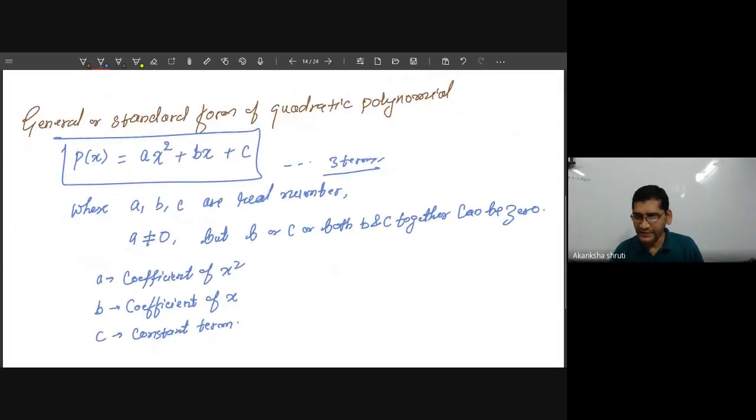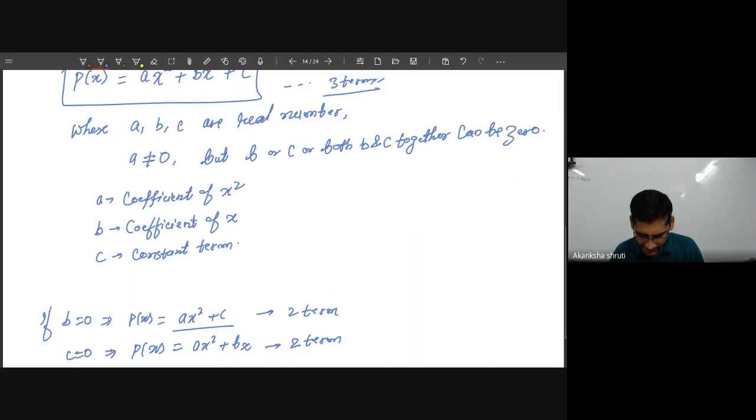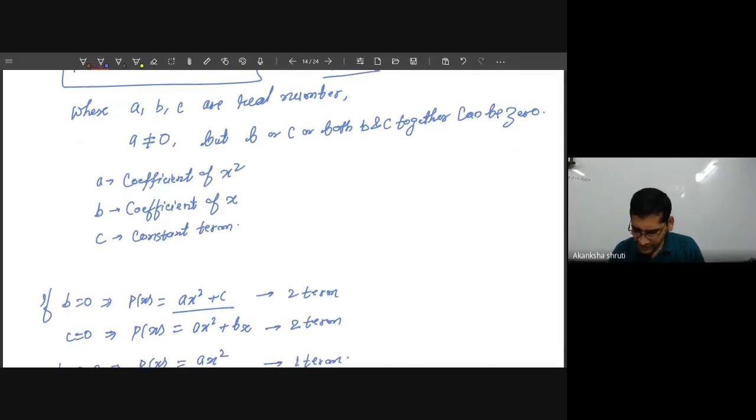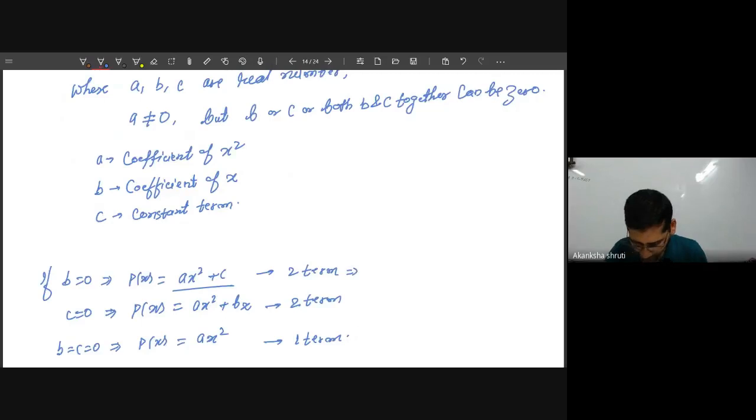And I had already explained in the previous videos, where a is the coefficient of x square, b is the coefficient of x, c is the constant term. If b is 0, yes, it is having two terms, so it is called a quadratic binomial. It is also quadratic because the power is 2. Because of this power, it is quadratic, but the number of terms is 2, so it is binomial.